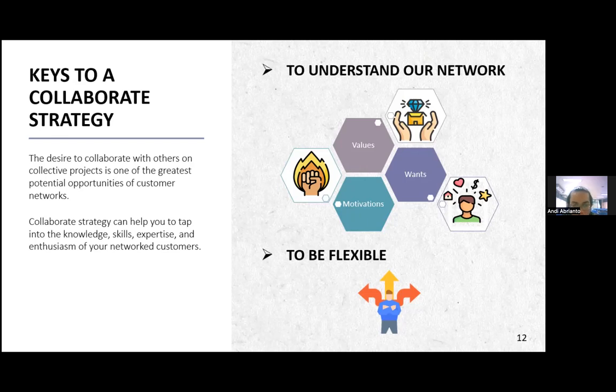By inviting customers to collaborate with our organization on vital and important projects, we can harness their talents and energies while building a closer relationship. This collaborative strategy is the last of 5 strategies that any organization or business can use to thrive with customer networks.